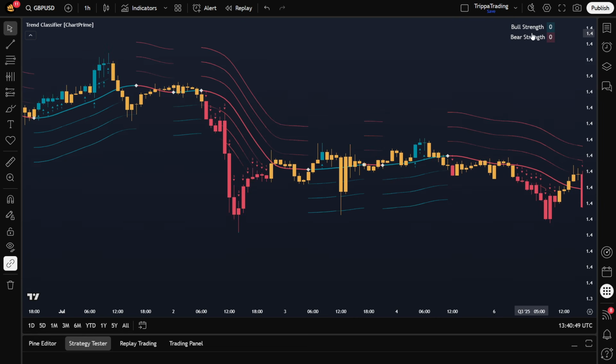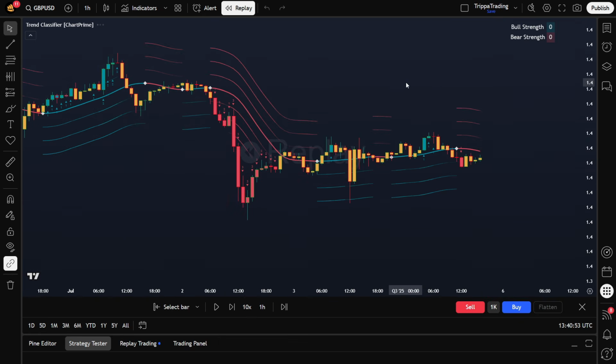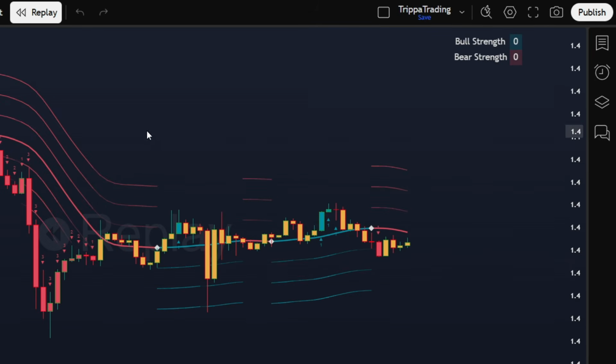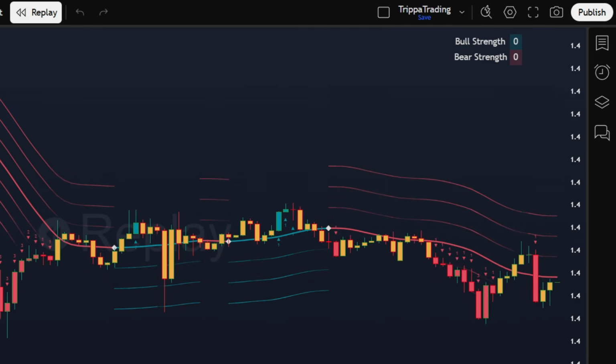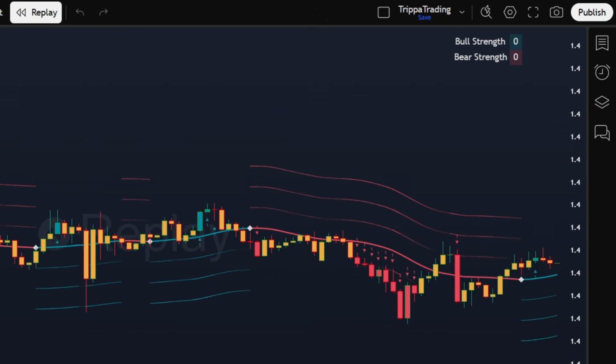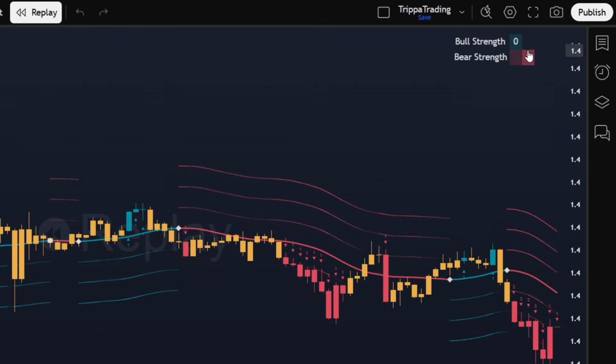Let's also talk about the built-in dashboard. In the top right corner of your chart, you'll see a little box showing bull strength and bear strength on a scale from 0 to 3. This is a quick summary of which side is currently stronger and by how much. If both bull and bear strength are 0, the market is most likely ranging. If bull strength is high and bear strength is low, you're in a strong uptrend. This tiny feature gives you a fast read on momentum at a glance.